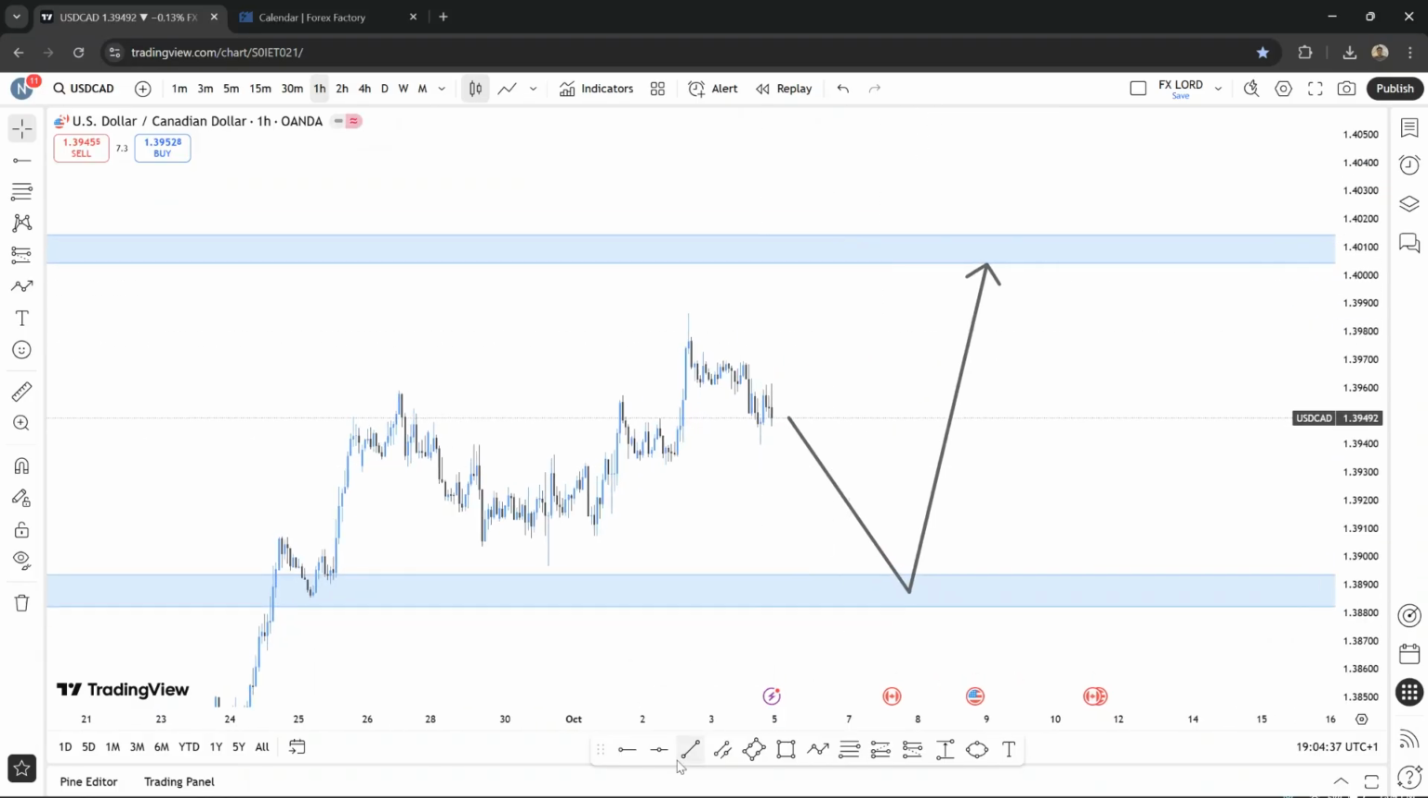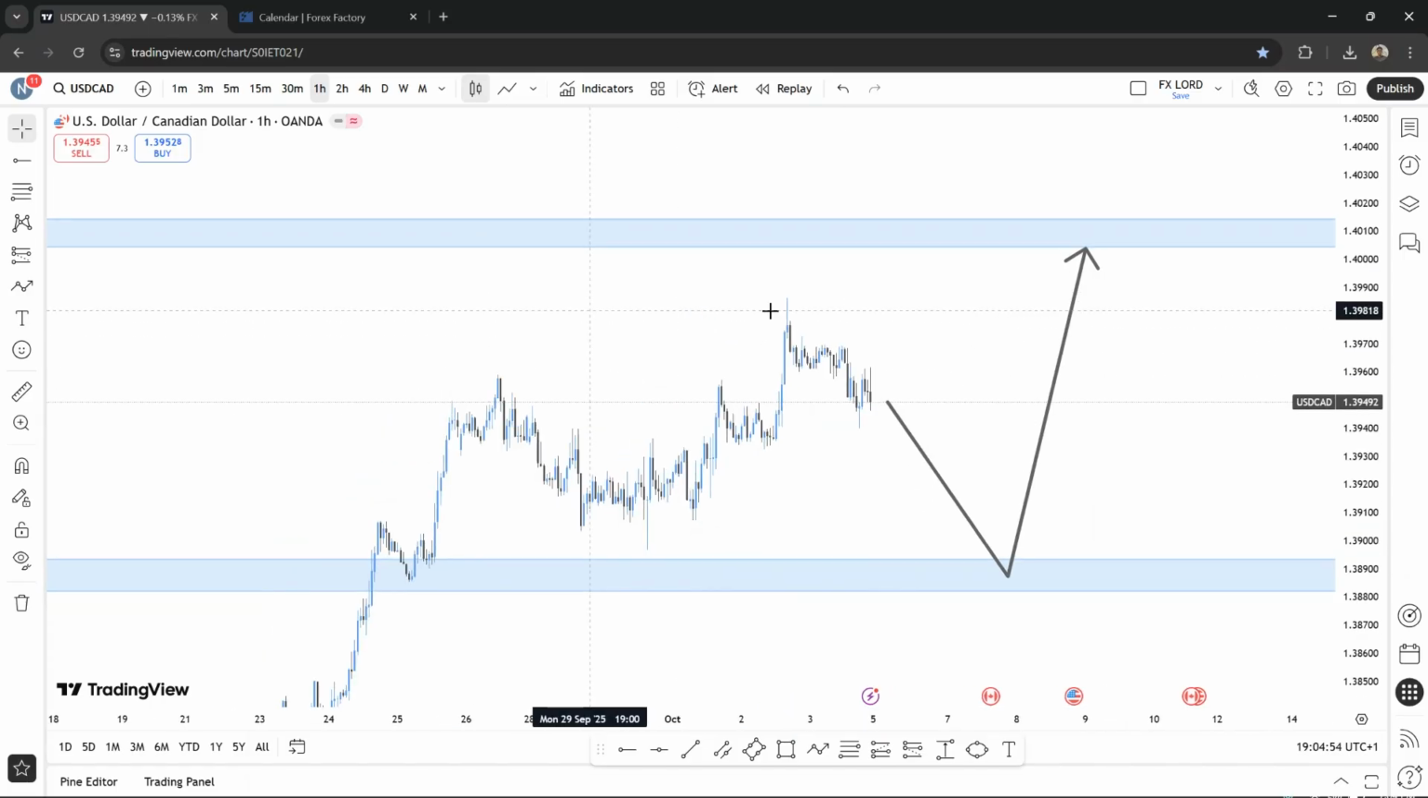But on USD CAD, if you didn't get that, this is what I'm looking for. I'm waiting for the market to come back here and I buy. That's my bullish scenario. And my bearish scenario is I'm waiting for the market to get to this zone and I sell. So that's my bullish scenario and my bearish scenario on USD CAD.